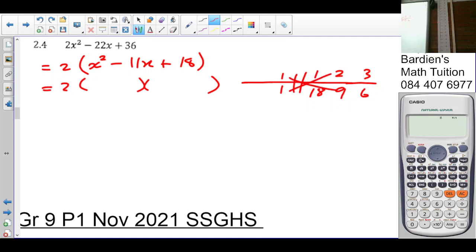So it's 9 and 2. So it's 1 and 9, 1 and 2. We add or subtract? We said we add, no? Yes. So what about our signs? Same signs. Both will take the sign of the middle term, which is minus.